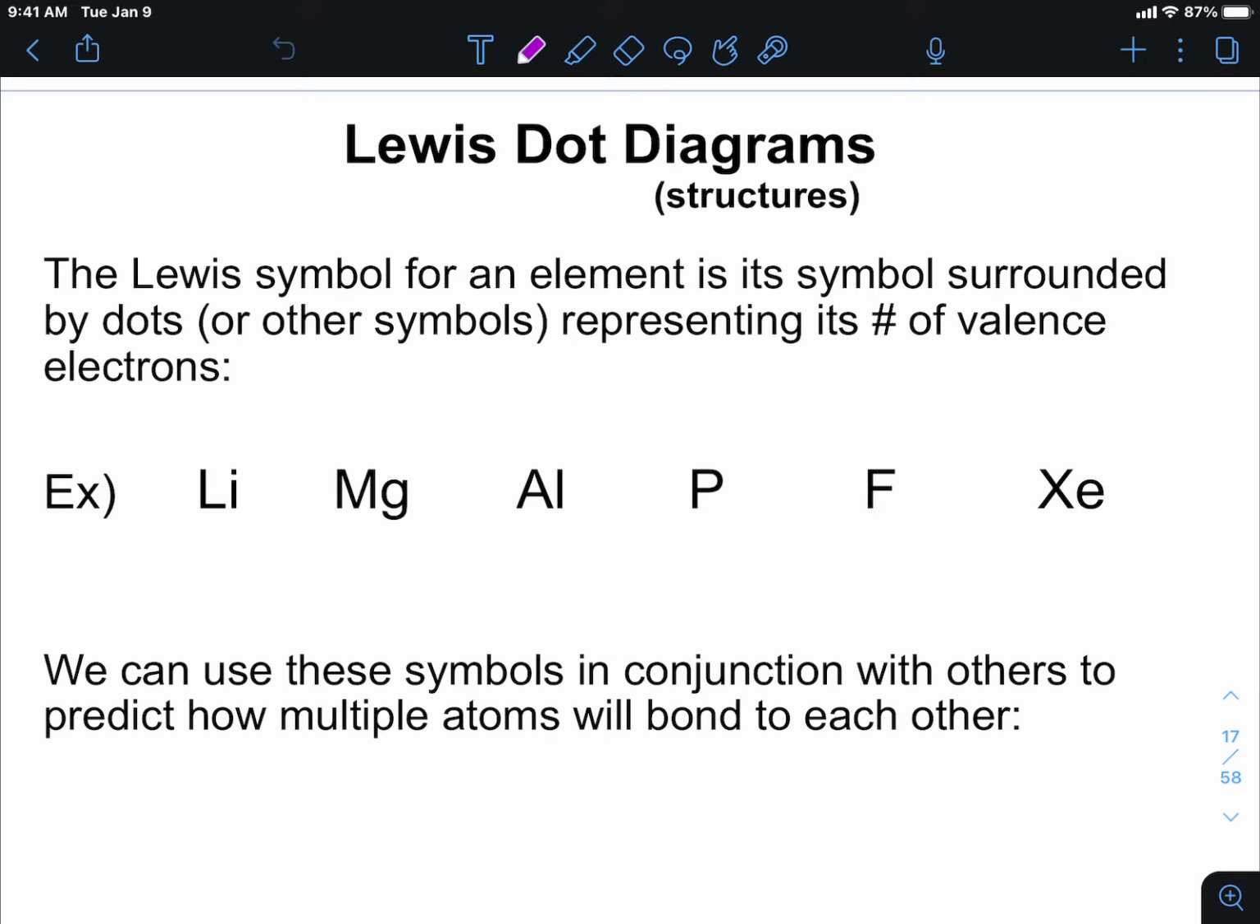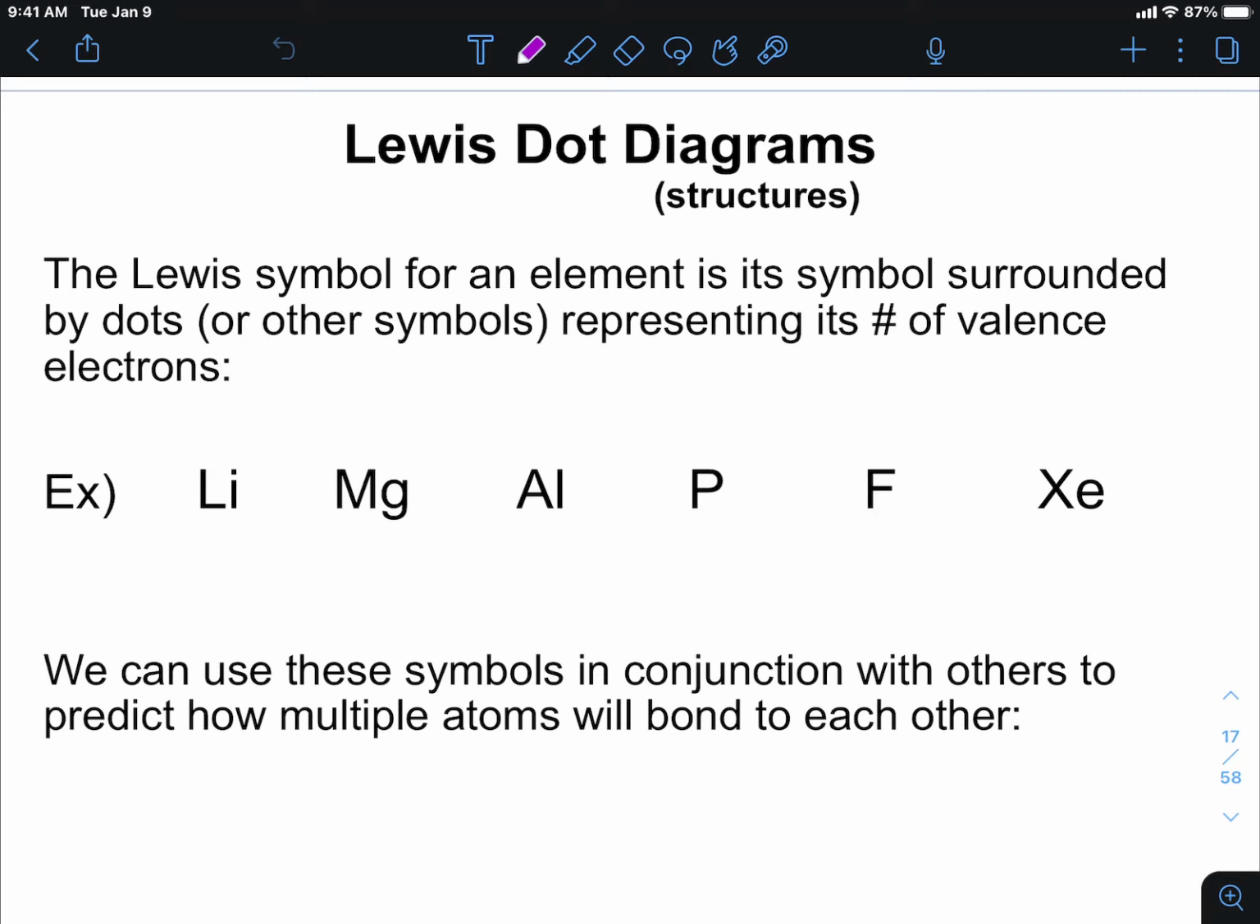Okay, Lewis dot diagrams. These are diagrams that are going to be useful to us because they show us the structure, how things are bonded, where things are spaced when they are bonded. So, first of all, in order to do a Lewis diagram, you need to know how many valence electrons there are. In the case of lithium, lithium is an alkali metal, and by now you should know that alkali metals only have one valence electron.